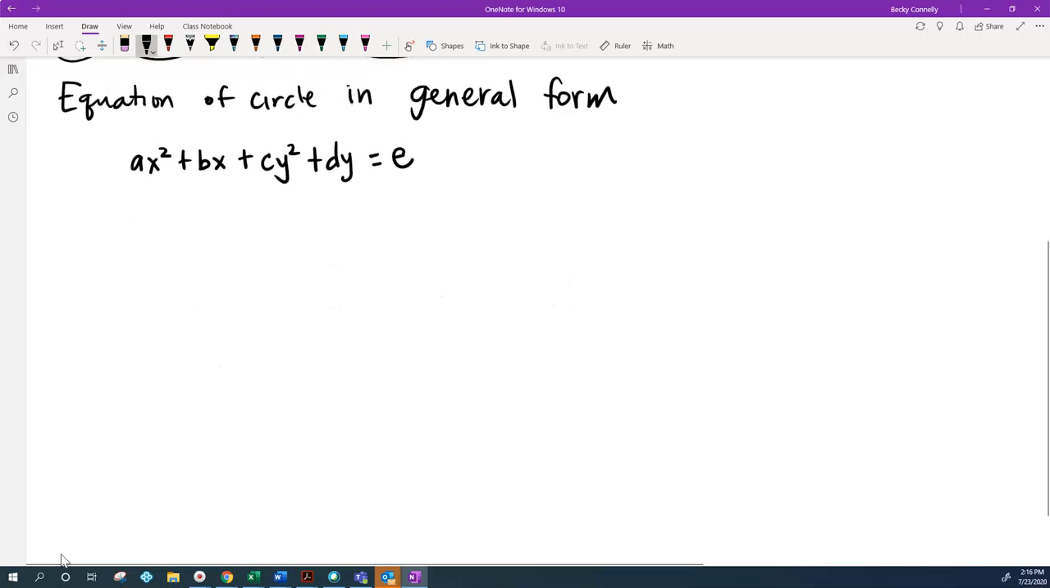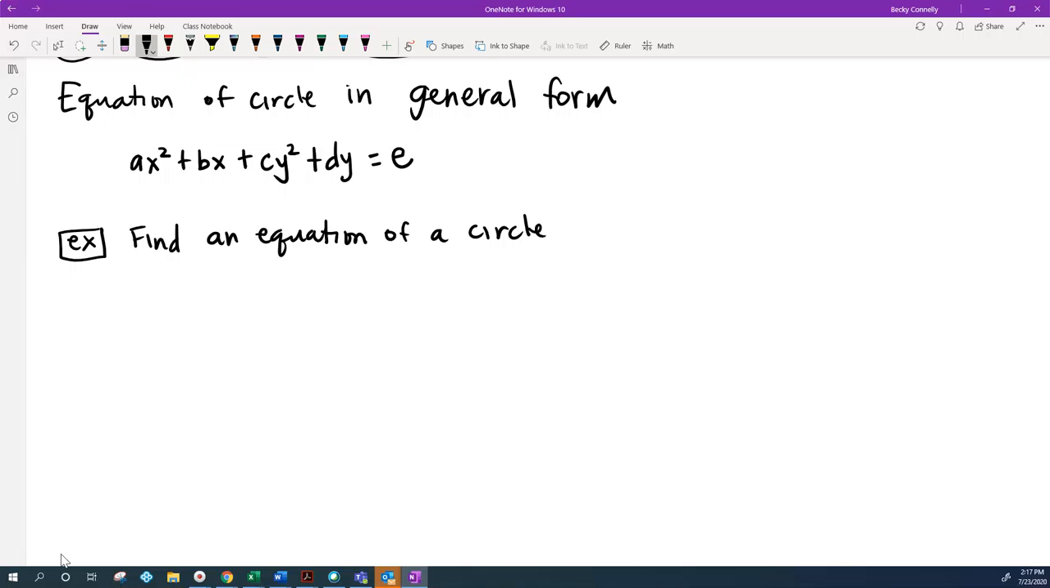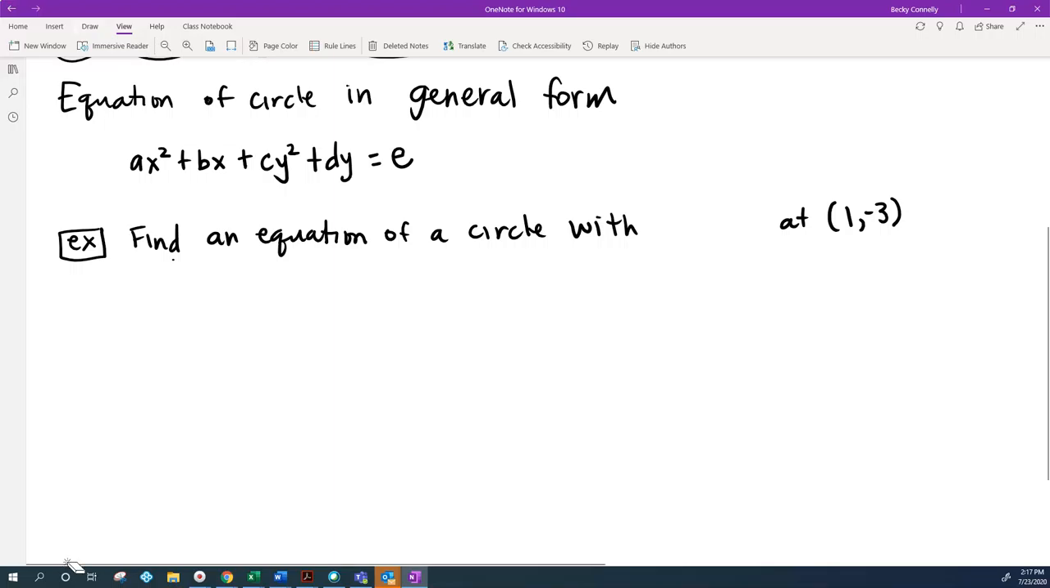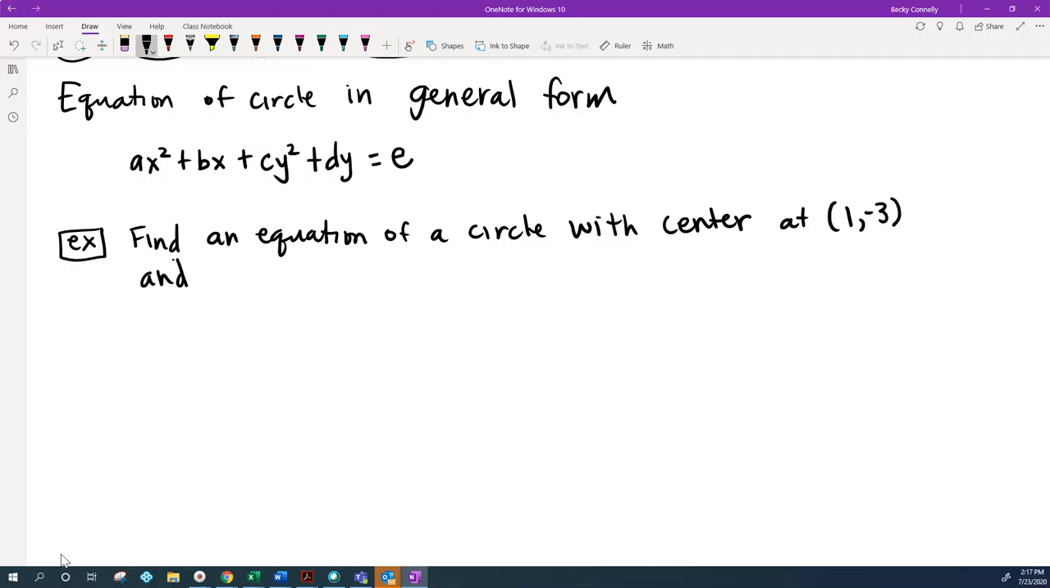So let's look at just a couple of things that you might have to do on the homework, and that way I can clarify anything for you that you might need, right? So if it says find an equation of a circle with center, it makes more sense, right, at the point 1, comma, negative 3, and a radius of 6.